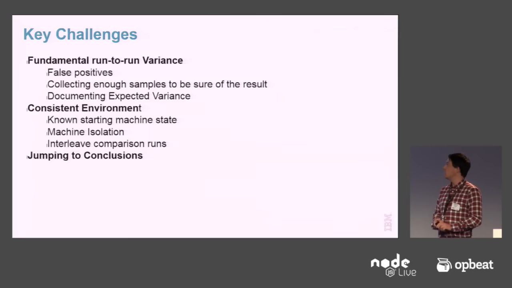The first key challenge is that there is fundamental run-to-run variance. So if you go and run the same benchmark on the same version of Node on the same machine once after each other, there's a very good chance that you'll get two different scores. And depending on your environment and a lot of other things, they could be quite far apart.